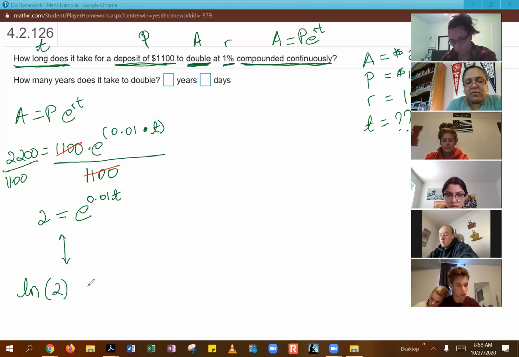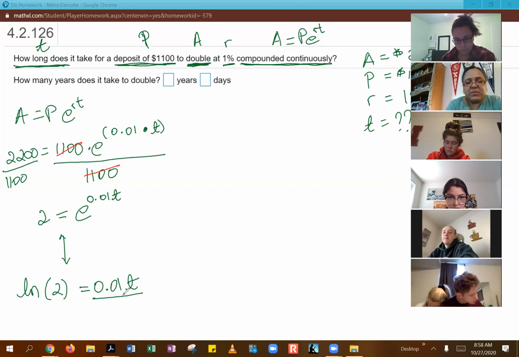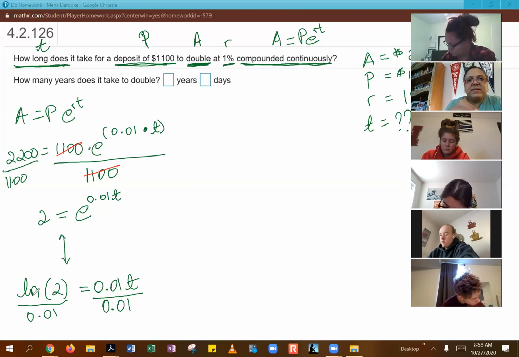Because remember, a logarithm always equals the exponent. So by converting this, you will end up with natural log of 2 equals 0.01 t. Then, of course, all you have to do is get your t by itself. Since we're multiplying, we will take that 0.01 and divide on both sides. Can you tell me what kind of answer you are coming up with for the t here?